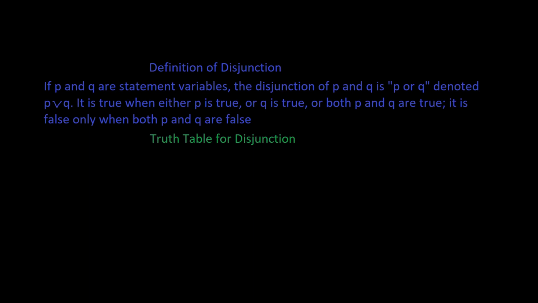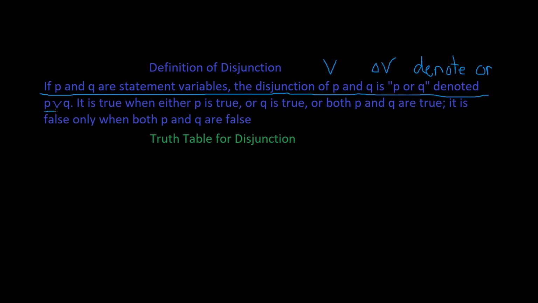And what do we know about disjunction? It's this symbol, and it means or, and we remember it like this, ∨, and denote it for or. So that's everything. If P and Q are statement variables, the disjunction of P and Q is P or Q. So we know that. Denoted P ∨ Q, which we know. And so this is the new stuff we're going to go over.